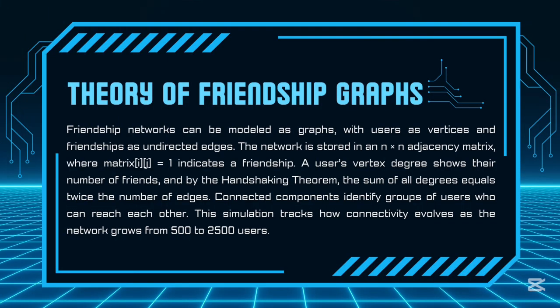So our next slide covers the underlying graph theory and model used. Our friendship network is stored using an n by n adjacency matrix. A user's vertex degree tells us their number of friends. We used the handshaking theorem to verify the data integrity. Connected components help us identify groups of users who can all reach each other. Our simulation tracked how this connectivity evolves as the network grows from 500 up to 2500 users.